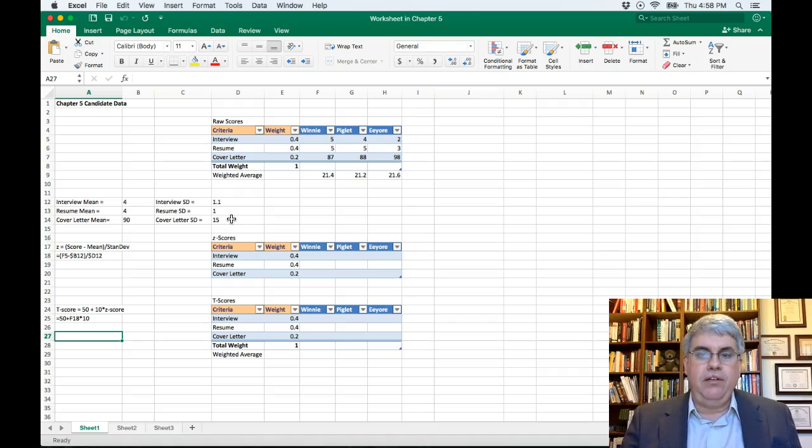So what we need to do is standardize the scores so that they all have the same standard deviation. We can do that by converting these raw scores into z-scores, and then we'll convert the z-scores into t-scores.